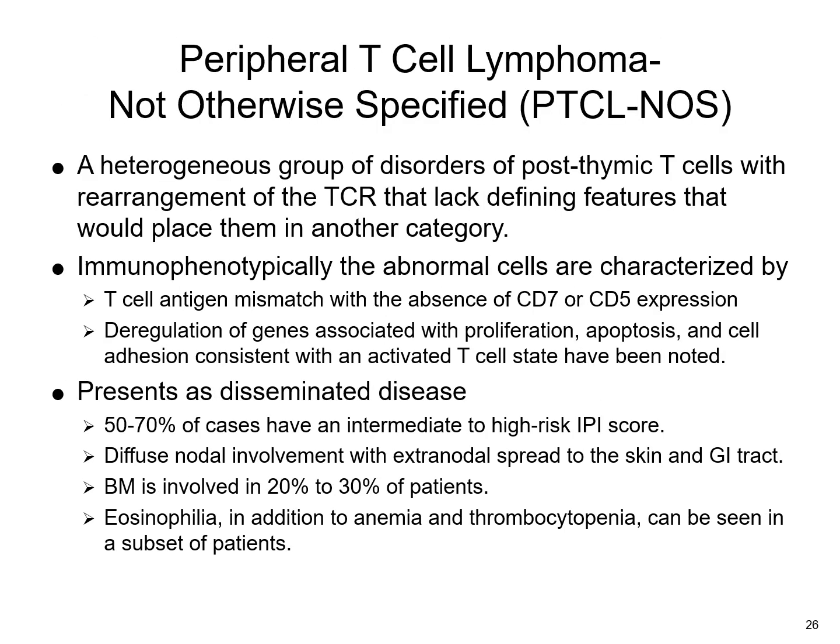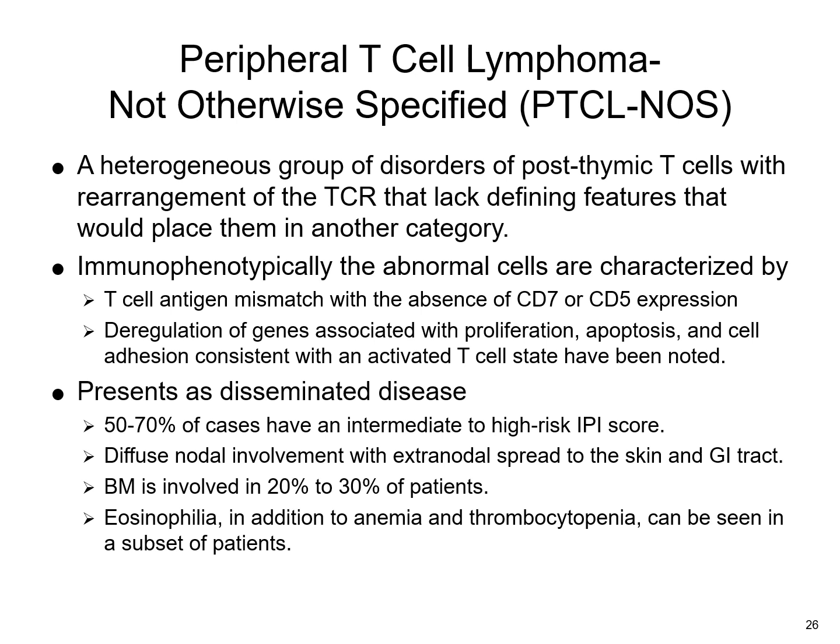Peripheral T-cell lymphoma, not otherwise specified, is a heterogeneous group of disorders of post-thymic T cells with rearrangement of the T cell receptors that lack defining features that would place them in another category. Now, immunophenotypically, the abnormal cells are characterized by T-cell antigen mismatch with the absence of CD7 and CD5 expression. Deregulation of genes associated with proliferation, apoptosis, and cell adhesion consistent with an activated T-cell state has also been noted.